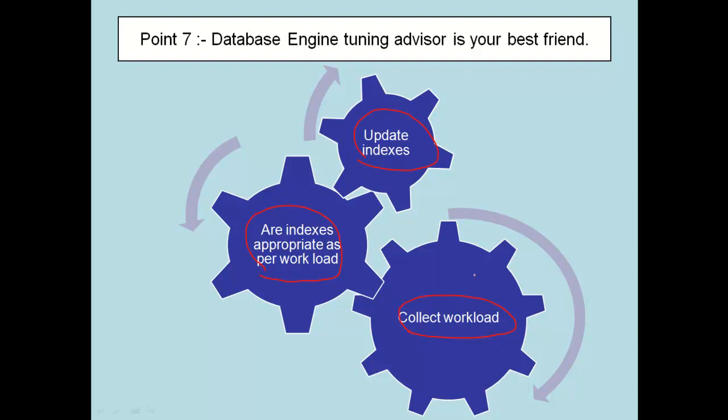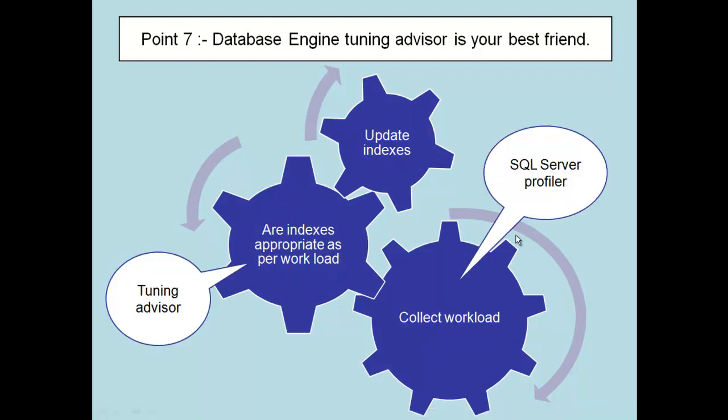So in other words, it's a 3-step process. First, you collect the workload. Second, you analyze if the indexes are appropriate as per the workload, and then you go and update your indexes. Now, both of these activities, that is collection of the workload as well as analyzing if the indexes are appropriate as per the workload, cannot be a manual process. You would like to use some kind of tool for this.